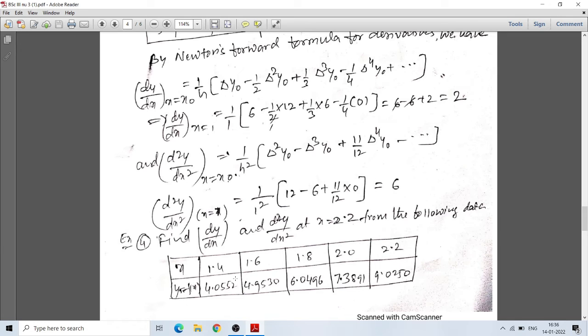Now this is one more problem. Try to solve. This is example 4. Find dy by dx and d square y by dx square at x is equal to 2.2 from the following table. Here consider a different one. In the previous cases we had h as 1, 2 like this. Here h is 1.6 minus 1.4, it is 0.2, here h. So here these are the x values, y values. Try to solve this one. Okay, students, we can meet in the next class.